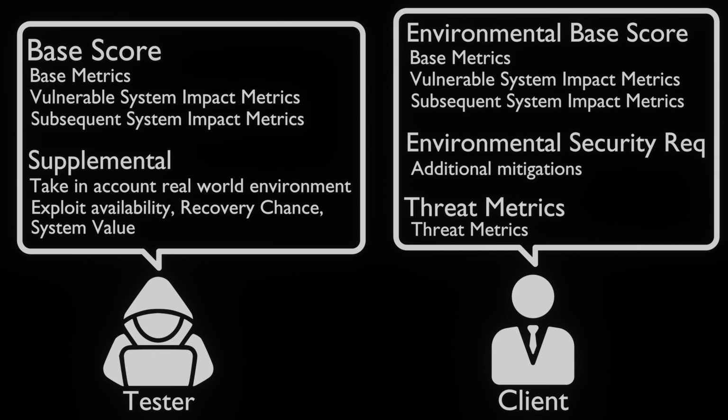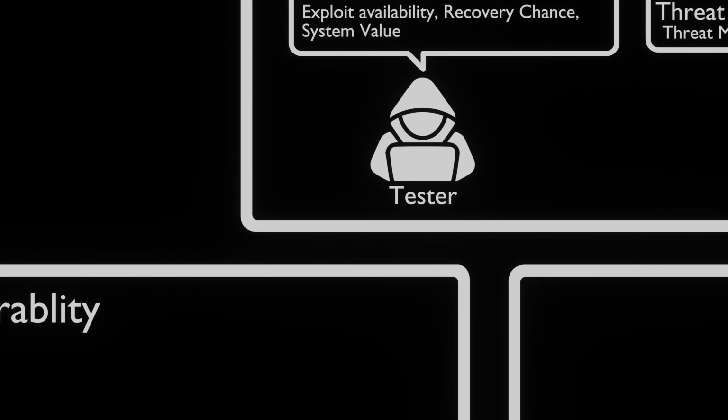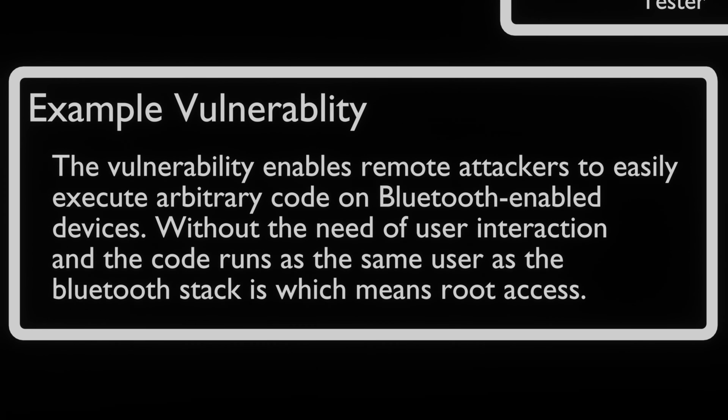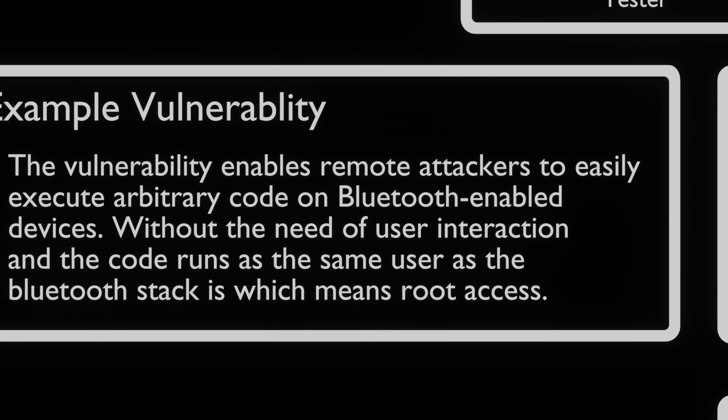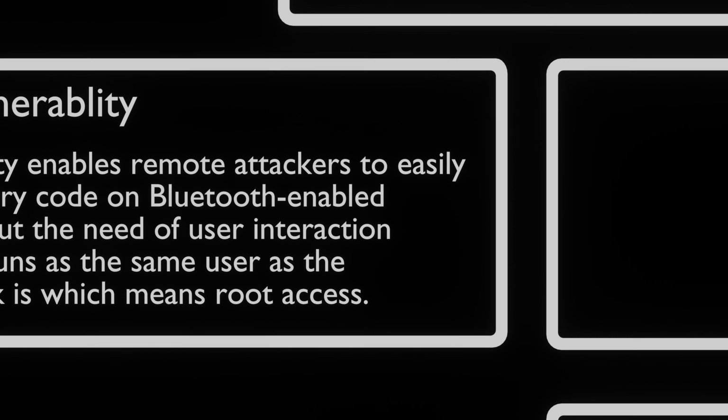Before we start scoring, first we need to have an example vulnerability. Imagine we have found a critical vulnerability in a widely used Bluetooth protocol. This vulnerability enables remote attackers to easily execute arbitrary code on Bluetooth-enabled devices, without the need of user interaction, and the code runs as the same user as the Bluetooth stack, which is root. Let's assign a CVSS score to it.